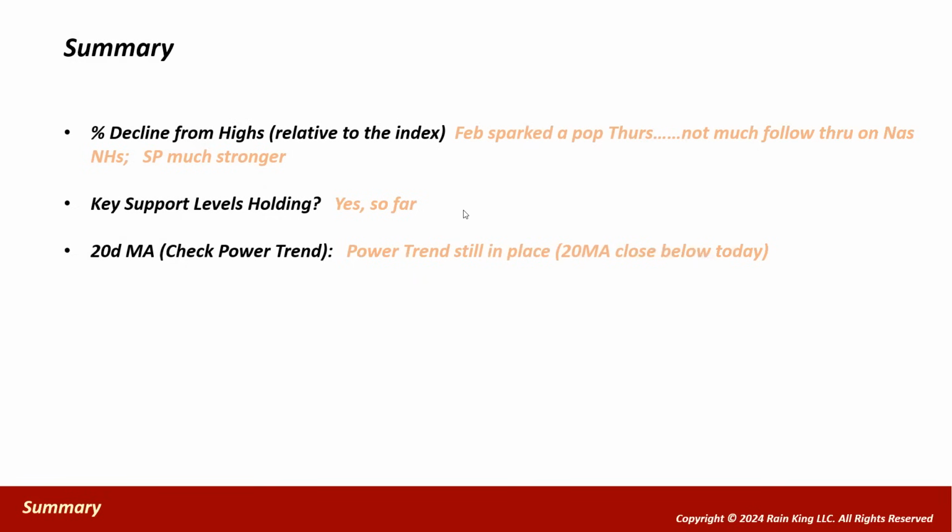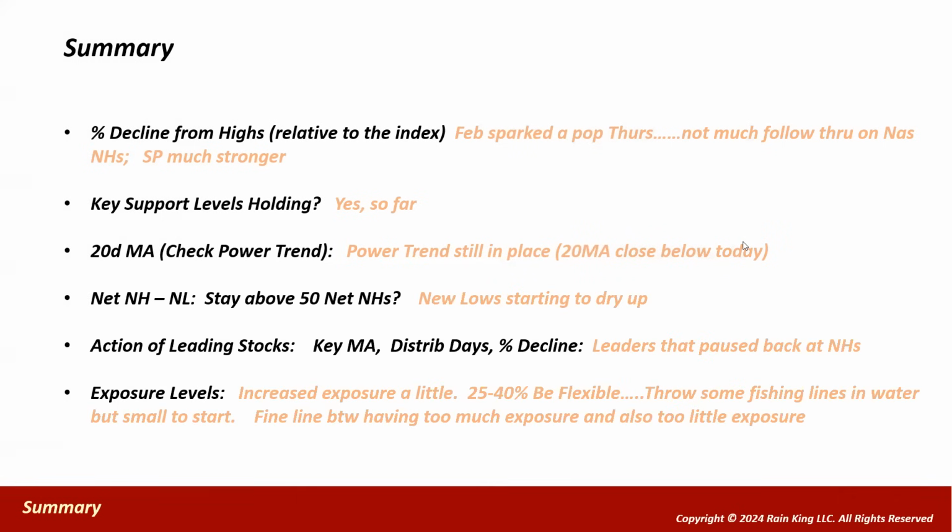So far, all the support levels are holding. The indexes are holding their 20-day, which is, again, the power trend is still in place. We're not closing below that today. We're above that. So that's still good for the market. We mentioned that new lows are starting to dry up. So that's constructive to help provide some underpinnings. The leaders that had paused are snapping back to new highs like tennis balls. So that's good. Question is, can they hold those highs and move higher with resumed buying on a sustained basis by the institutions? That remains to be seen, or is it just a 1 or 2 day pop that we got off the Fed meeting?